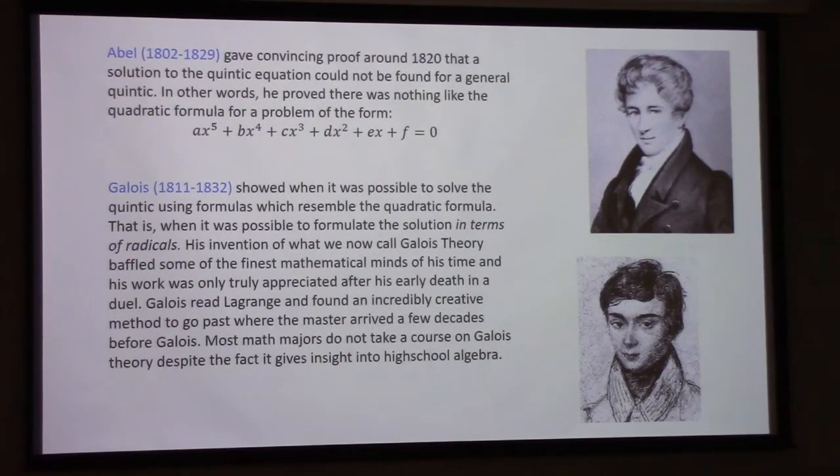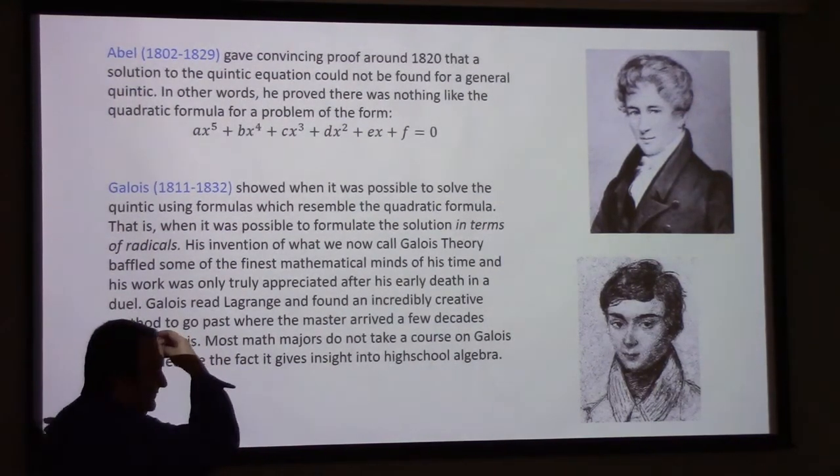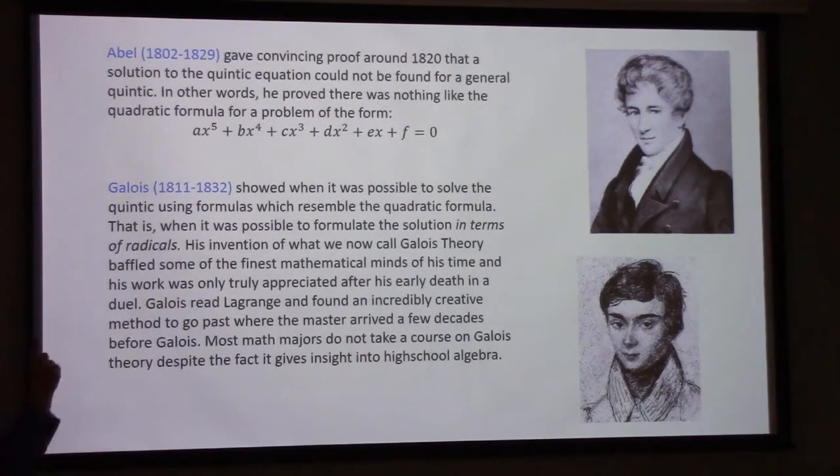And then comes along this Galois. Galois was a very interesting character. This is a sketch of him when he was like 15. I think he was Norwegian. Galois was French. And he also died, how old?